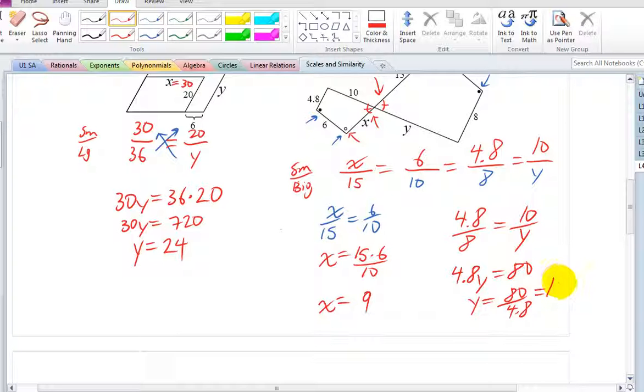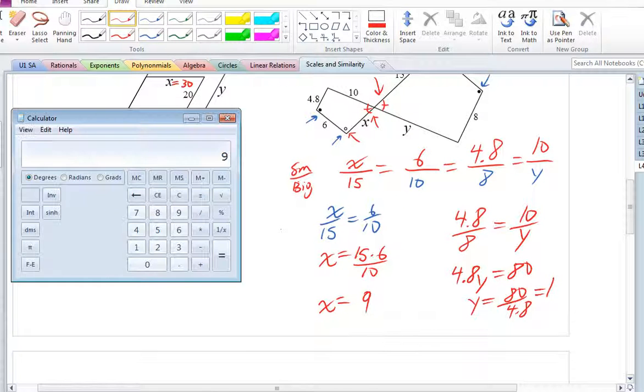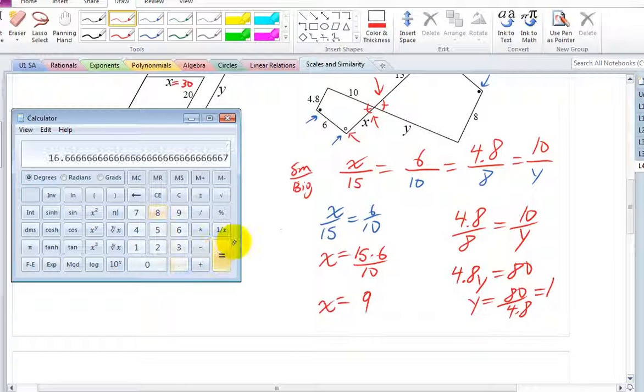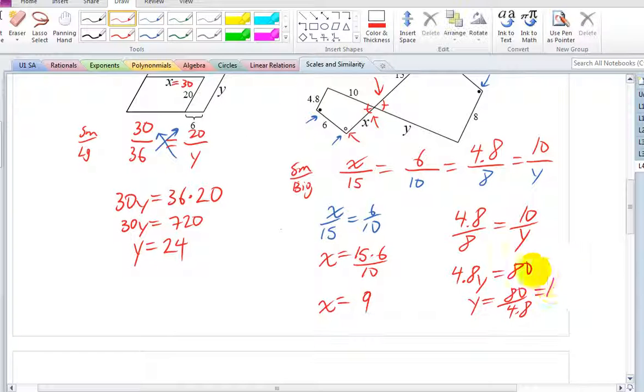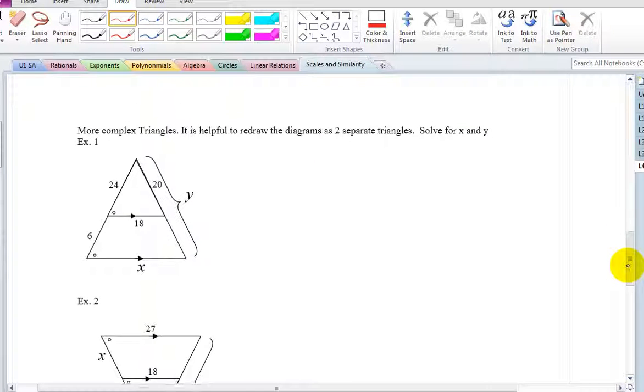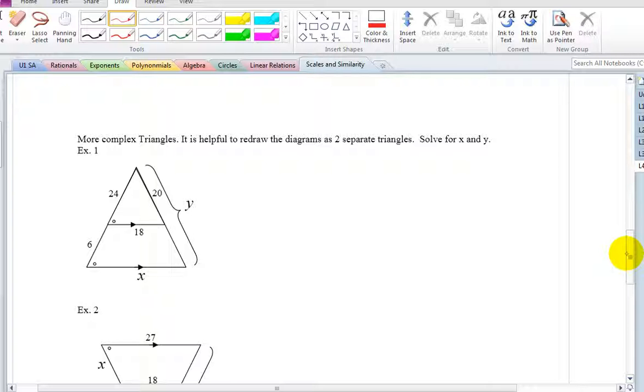16.6. Yeah, 16.6. Let's go 16.7. Good. Any questions? So that's a good review of what we did before the break, plus adding on. Let's go to some harder triangles.